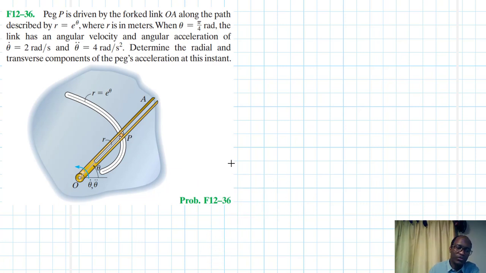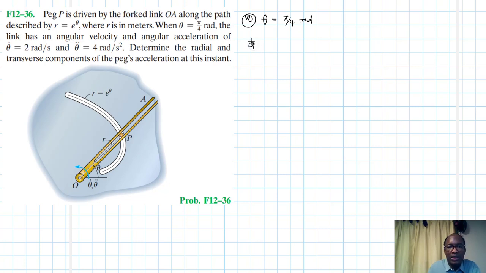This problem is coming from Engineering Mechanics Dynamics, 14th edition, by R.C. Hibbeler. So we want to find the radial and transverse components of the peg's acceleration at theta equal to pi over 4 rad.